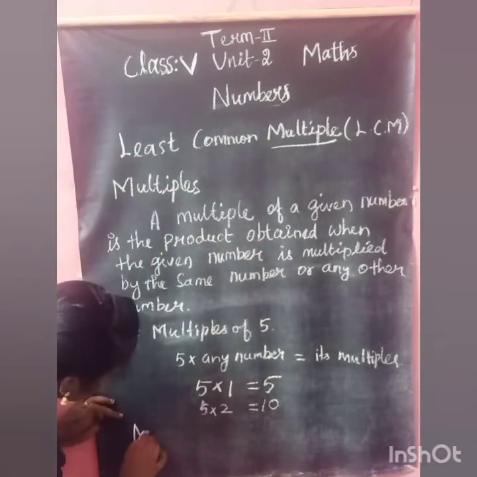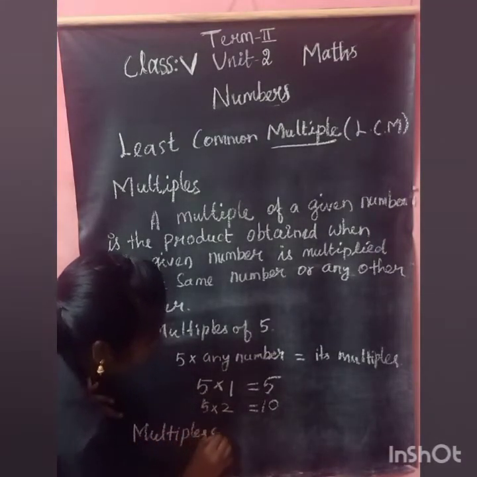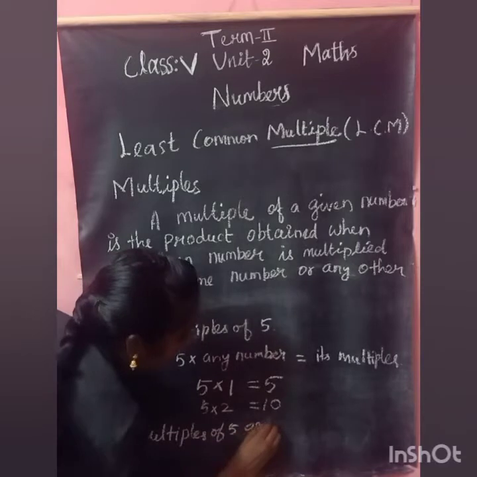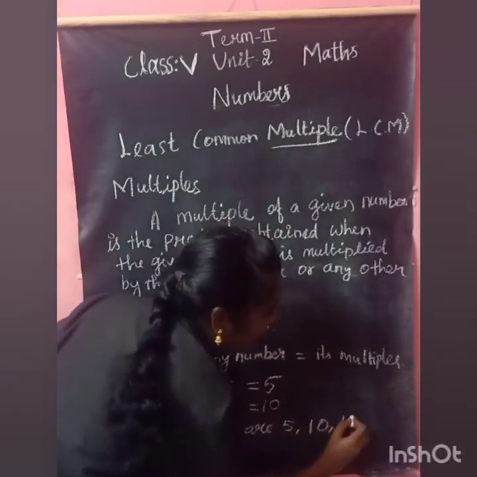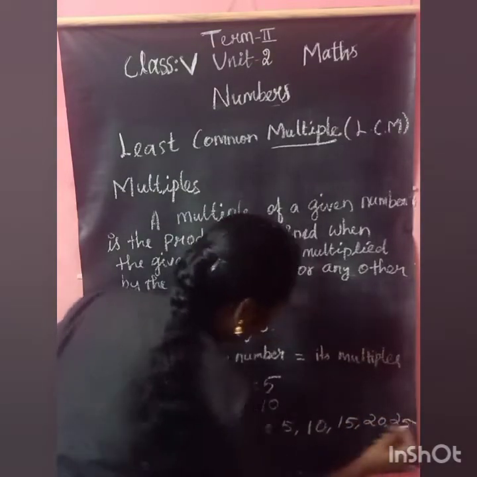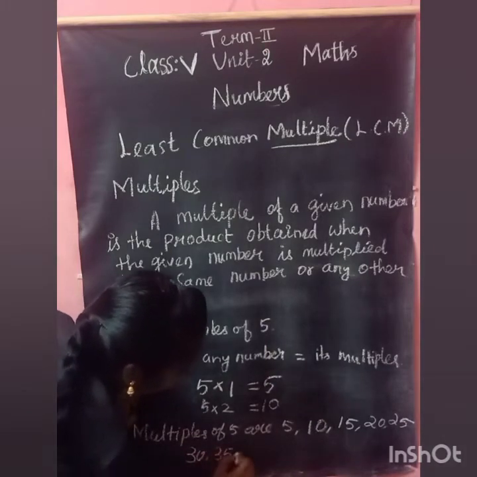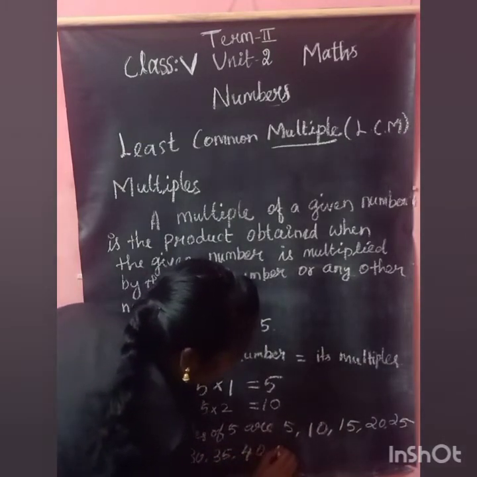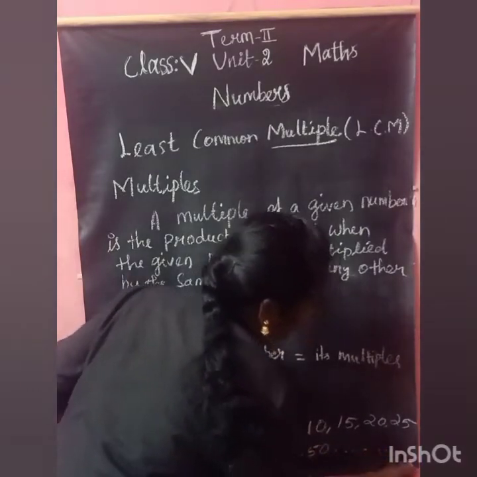Now, write the multiples of 5. Multiples of 5 are 5, then 10, 15, 20, 25, 30, 35, 40, 45, 50, up to etc.